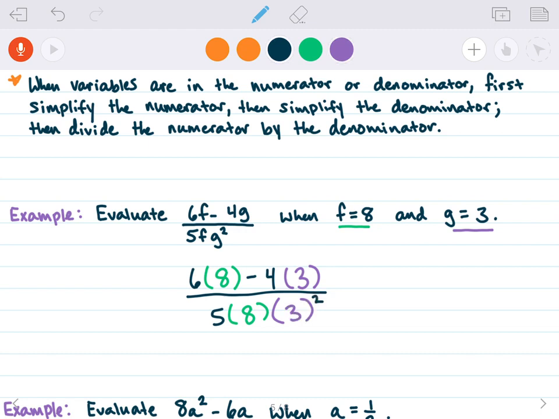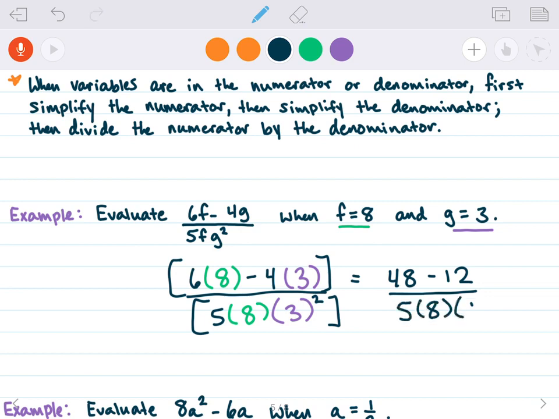All right, now I need to simplify the top. So PEMDAS says multiply the top. 6 times 8 is 48. Negative 4 times positive 3 is a negative 12. And then on the bottom, I want to do PEMDAS, right? Because the bottom is like its own group. The top is like its own group. You're doing PEMDAS within the group. So in the bottom group, PEMDAS says, hey, I want to do this exponent first, 3 squared. That's going to give us 9. So I have 5 times 8 times 9.